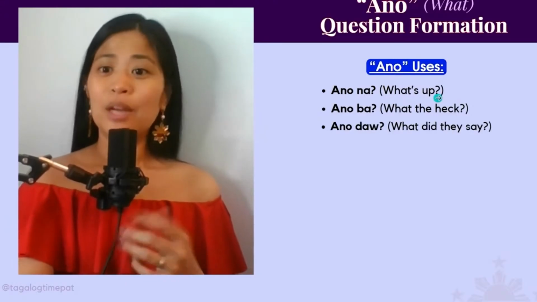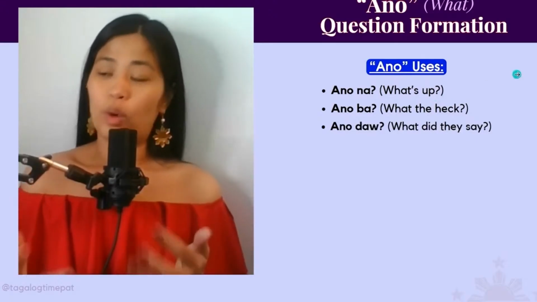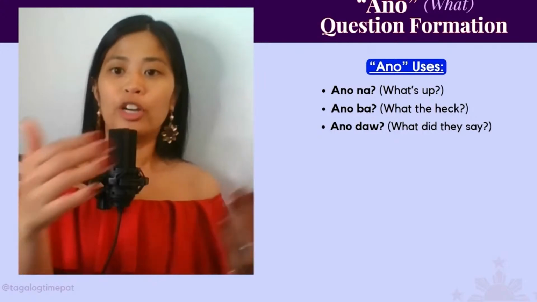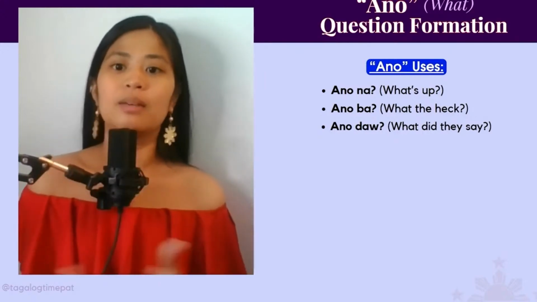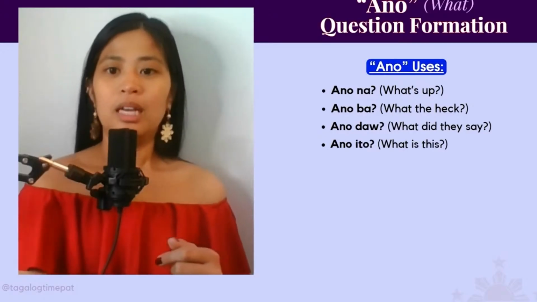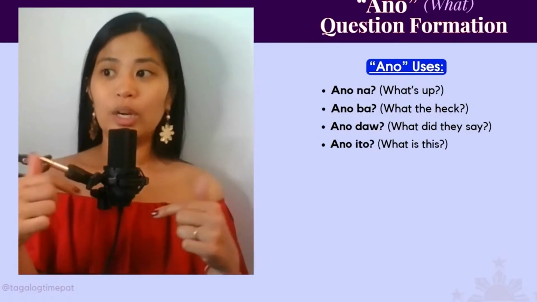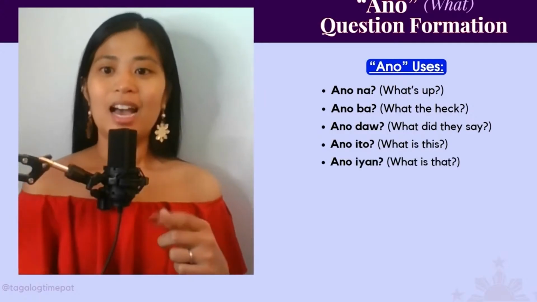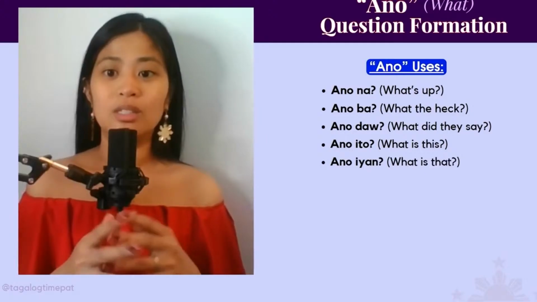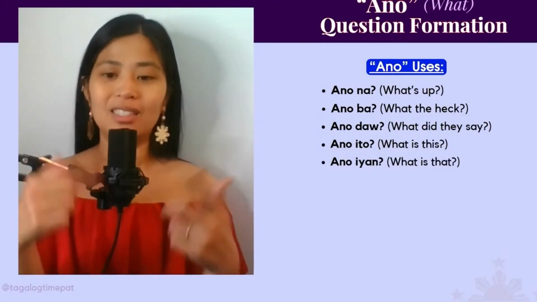Next, ano daw? That means what did they say? So daw means like you're referring to someone else after they've said something. So ano daw? What did they say? Next, ano ito? What is this? And then ano iyan? What is that? So that's just the different ways to use the demonstrative pronouns this and that.